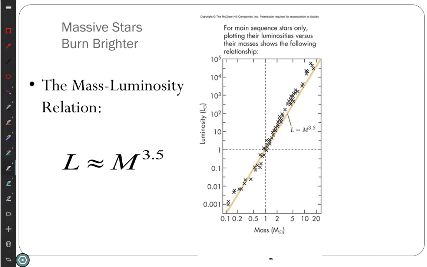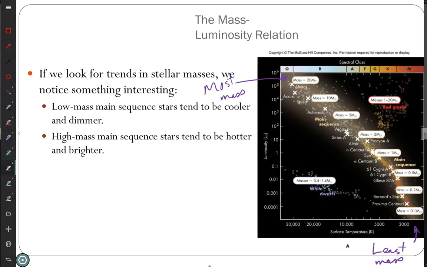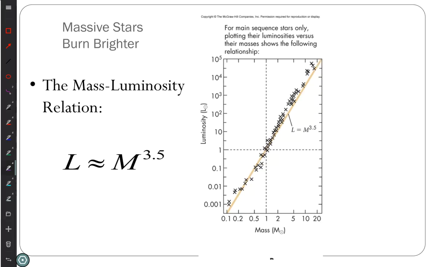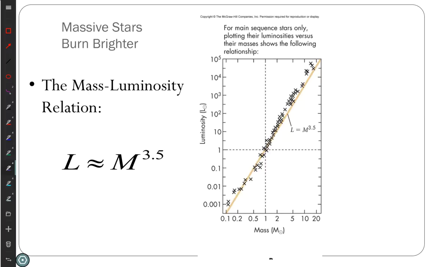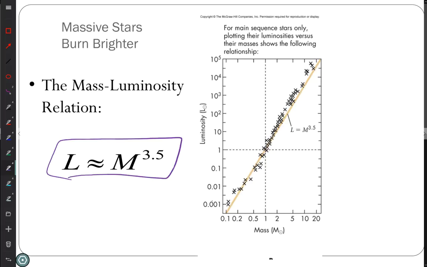I think this is the last thing of the HR diagram. If we take the stars that are on the main sequence and plot their luminosity versus their mass, it's pretty close to a straight line on a log-log graph. Once again, this is not a linear graph, it's a log-log graph. And when you find the slope, you find that the luminosity is proportional to mass to the 3.5 power.